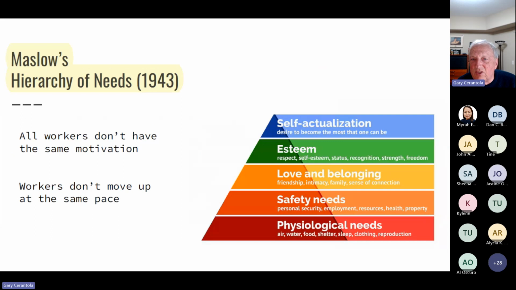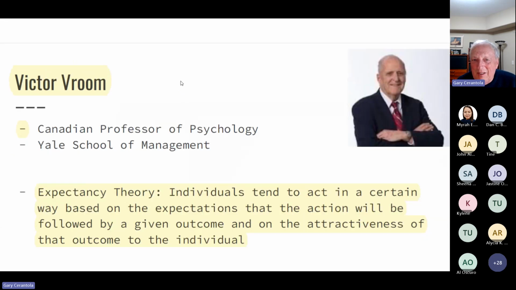Okay, so we talked about Maslow. I talked maybe a little too much more about Maslow, but let's talk about Victor Vroom. All right, and again, you can see that there's some highlighting here. So Victor Vroom is a pretty important guy in your test number 2.